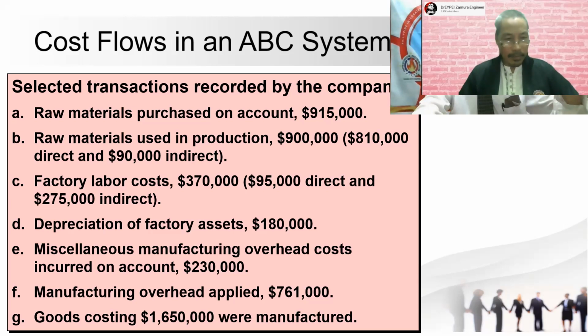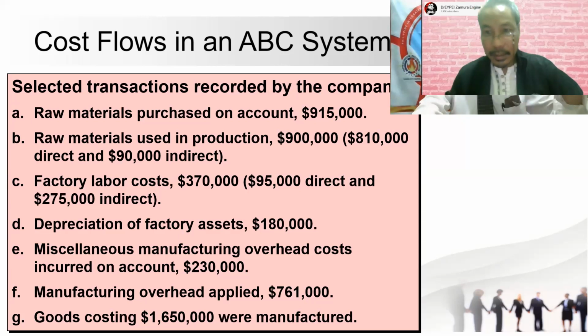Okay, number 4, depreciation of factory assets, given $180,000. Number 5, miscellaneous manufacturing overhead cost incurred on account, $230,000. Miscellaneous is a technical term in accounting which means others, other costs.